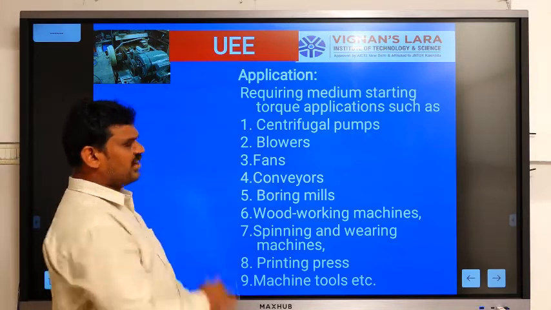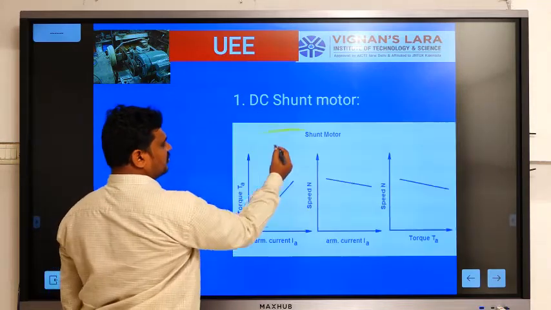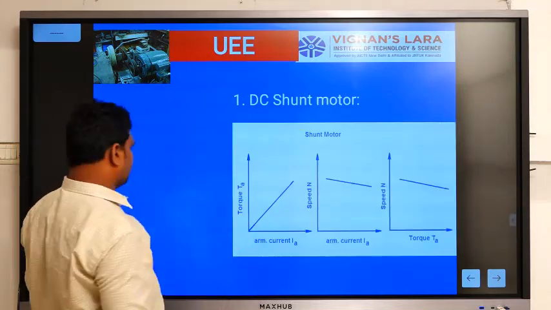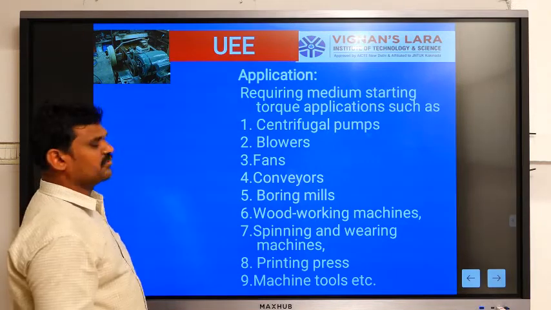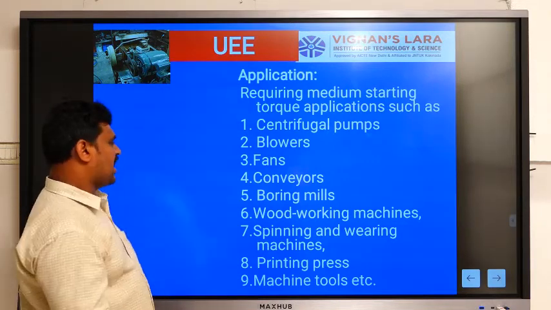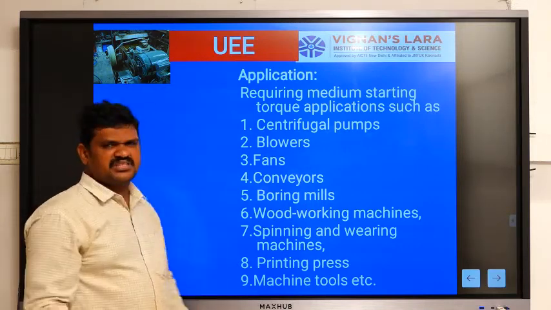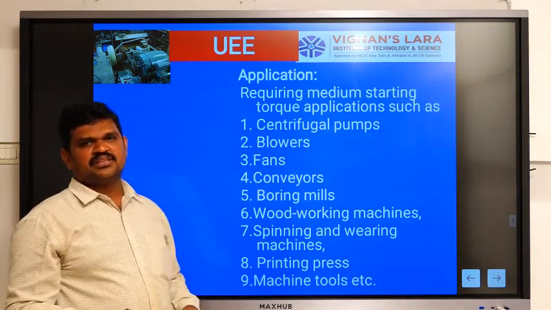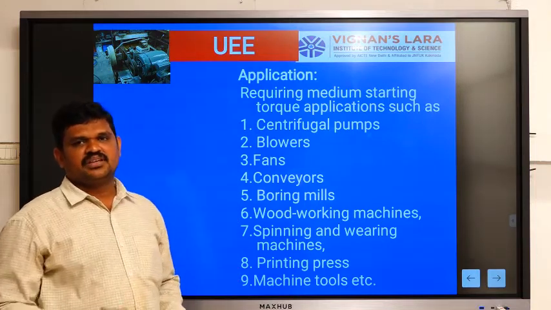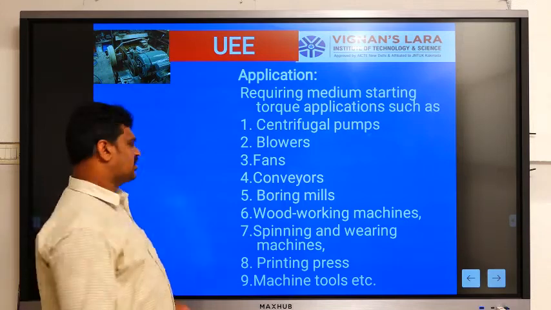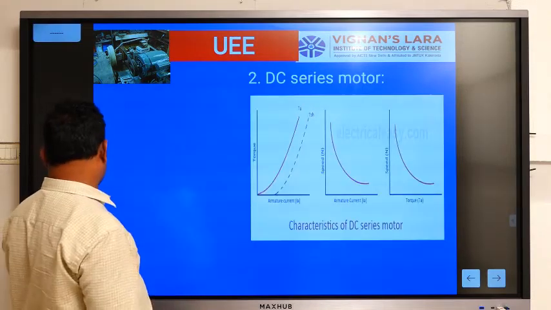Now what is the application where we use this shunt machine? Centrifugal pumps. We use this machine in centrifugal pumps, blowers, fans, conveyors, boring mills, wooden cutting machines, spinning mills. So in many applications we use this shunt machine. Later I want to move to the series machine.